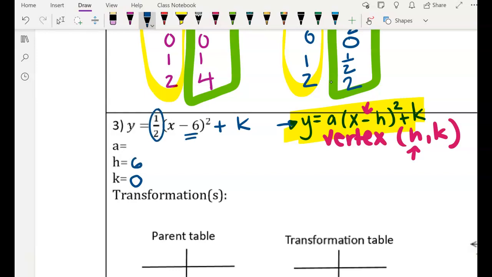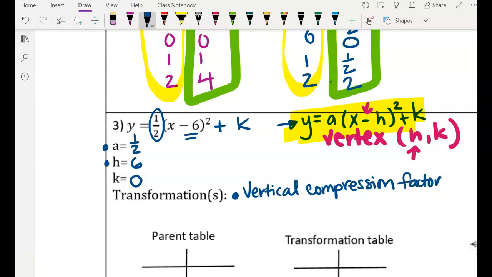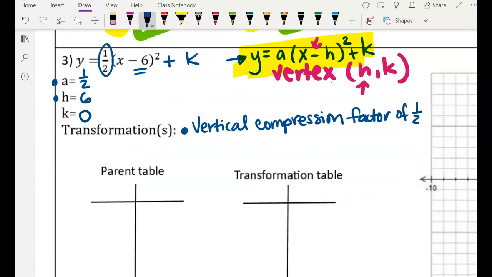Now the a is going to be in the front, so that's going to be a half. So currently we have two values, a and h. So we're going to have two transformations. The a being a half, it's a vertical compression factor of half. Okay, so that means vertical, we are going to change the y values. Now h is 6.